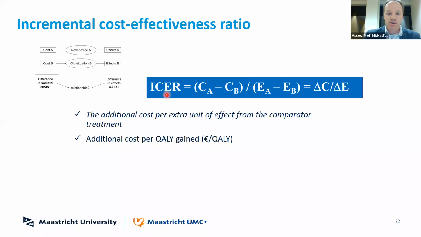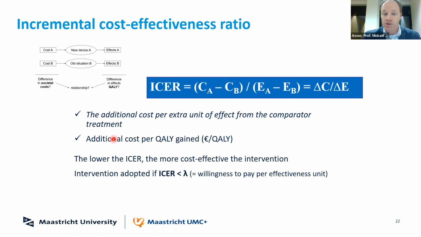And the ICER represents the additional cost per extra unit of effect from the comparator treatment. Thus we get the additional cost of the intervention per QALY gain, the additional cost per 1 year in perfect health. And the lower the incremental cost effectiveness ratio, the lower the additional cost of the intervention, and then the more cost effective the intervention is.